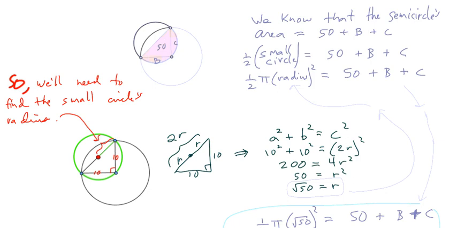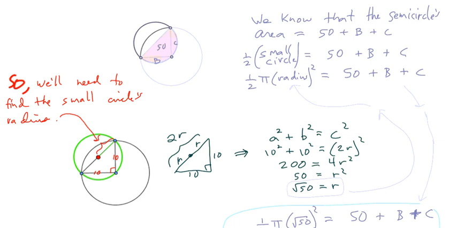The triangle is a right triangle with sides 10 and 10. Remember from Pythagorean theorem that a squared plus b squared equals c squared. So 10 squared plus 10 squared equals the hypotenuse squared. And the hypotenuse, you can see in the picture, is actually 2 of the radii of the small circle. So the hypotenuse is 2r. So 10 squared plus 10 squared equals 2r squared. That gives us 200 equals 4r squared. Divide both sides by 4, and r squared equals 50. So r is equal to the square root of 50.